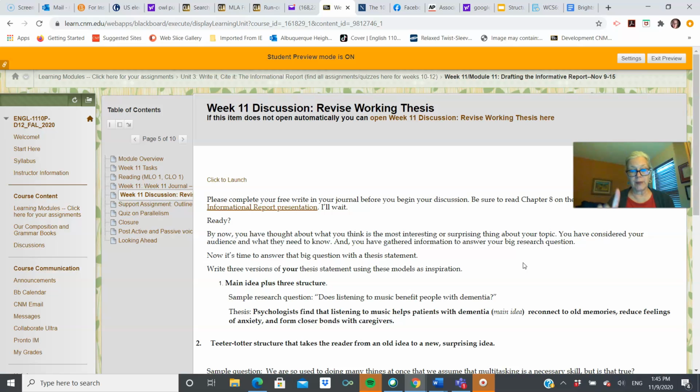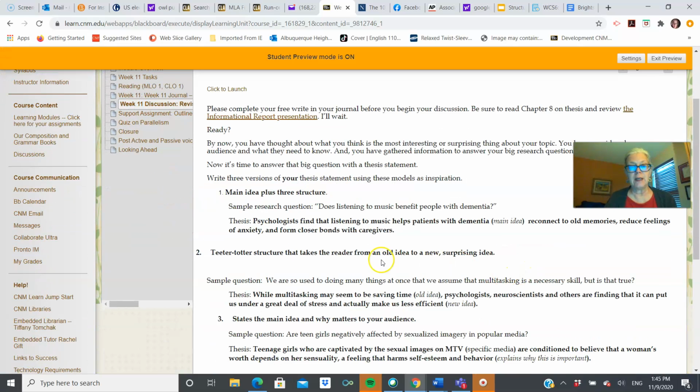Watch how this happens. Okay, so here are 3 examples. Now I want you to try writing a thesis using all 3 of these methods and post the best of your best into your discussion. And then you're going to respond to each other and give each other feedback. Rank them. Which one is the most interesting and effective? What do you think is going to lead to the most interesting essay? So here's main idea plus 3.